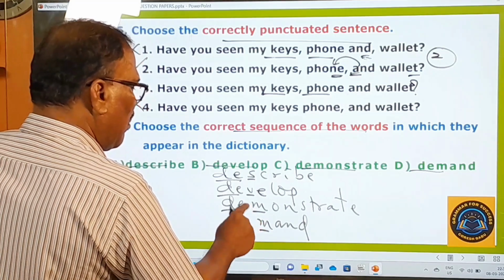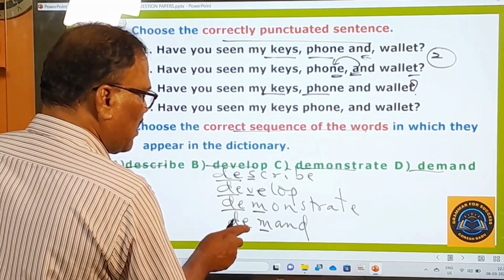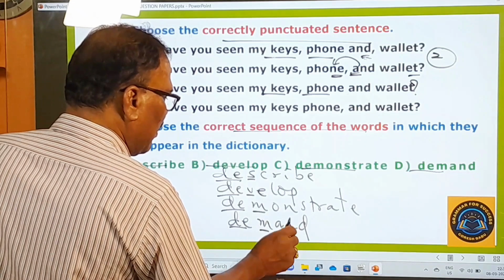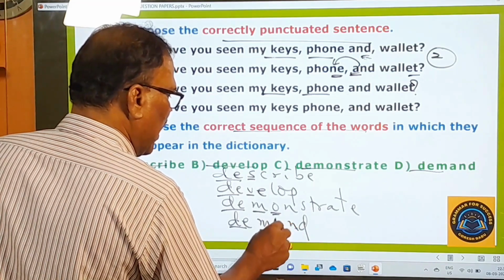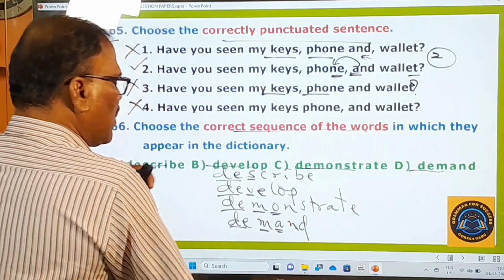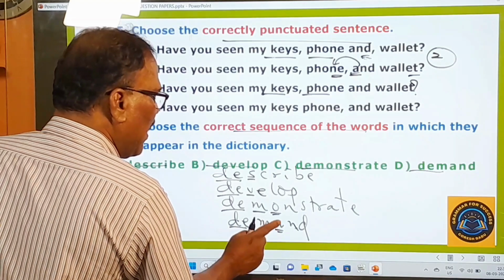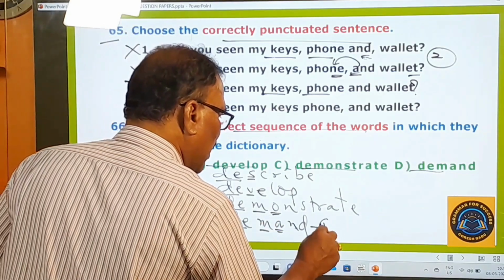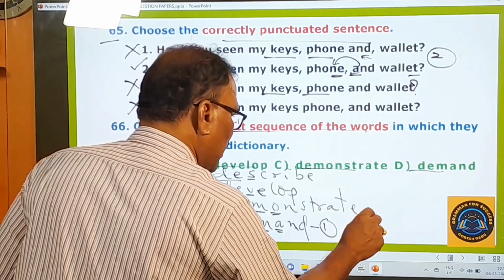Okay, and how to decide these two words means, you go to the next letter. What is that next letter? O is there, and here A is there. So which comes first? A comes first, and therefore this is going to be the first one, and this is going to be the second one.